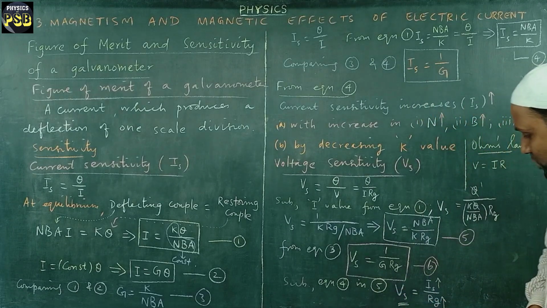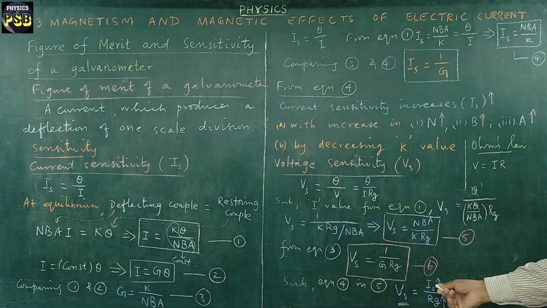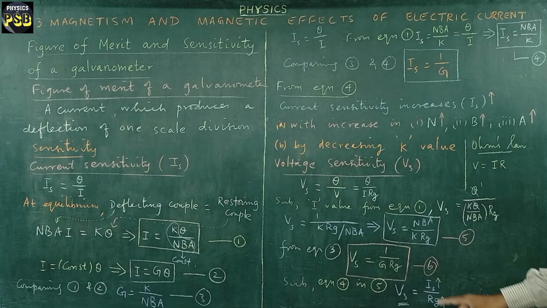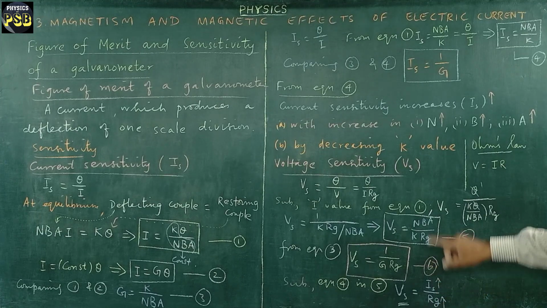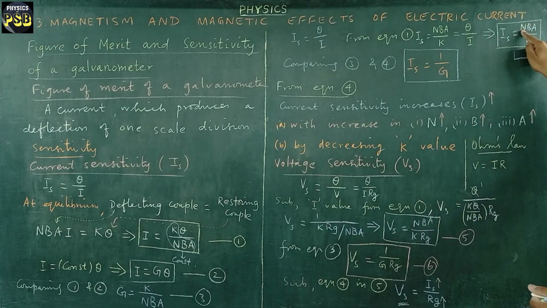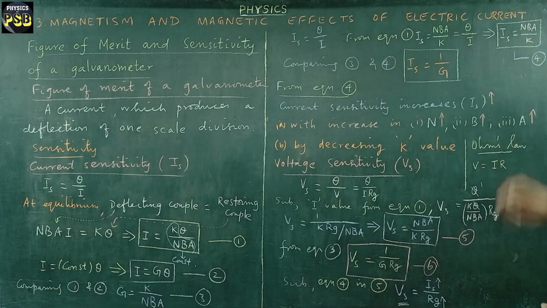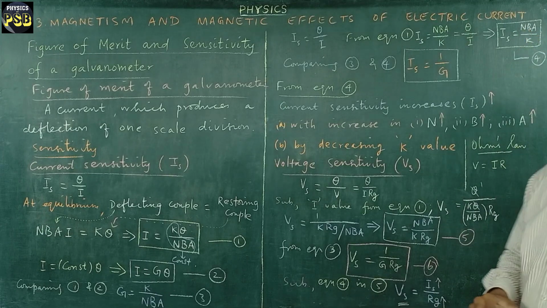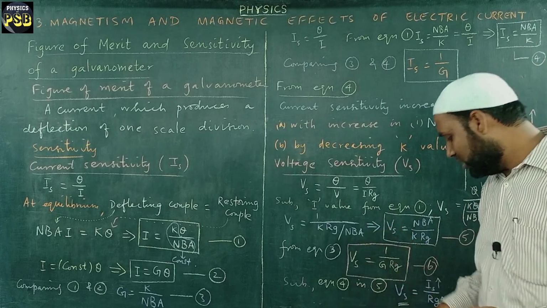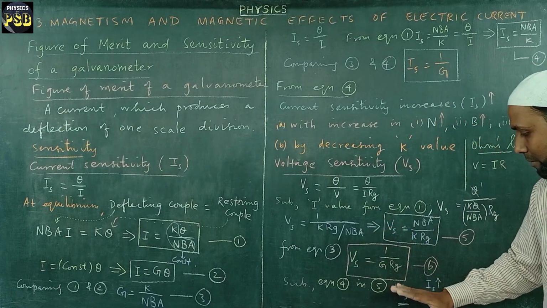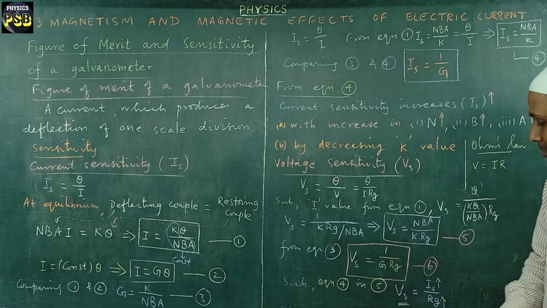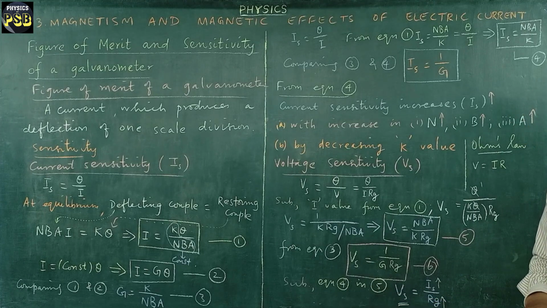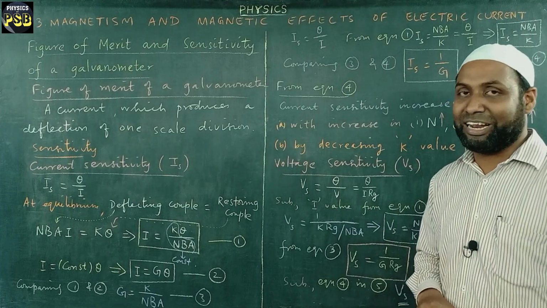Now here there is one more reason. IS value depends on the number of turns in the coil. So if we increase the number of turns, automatically the resistance of the coil increases, which does not change the voltage sensitivity of the given galvanometer.